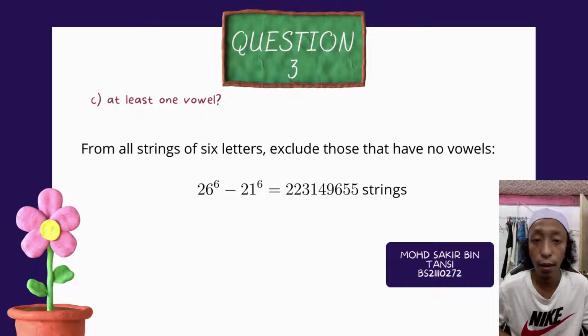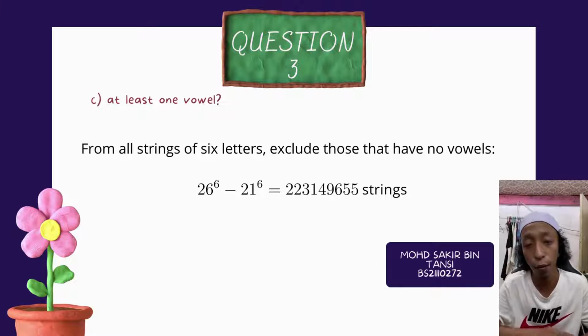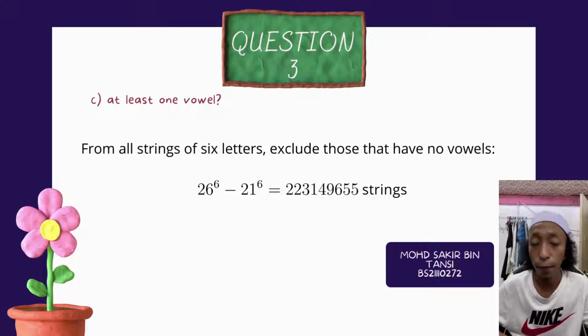So we move to question C, at least 1 vowel. From all strings of 6 letters, exclude those that have no vowels. So 26 to the power 6 minus 21 to the power 6. So we get 223149655 strings. The 21 comes from strings without vowels, using only consonants.